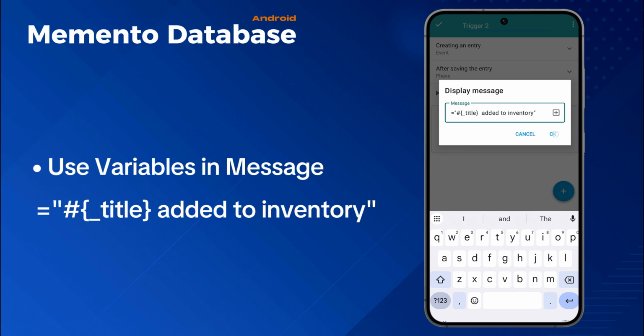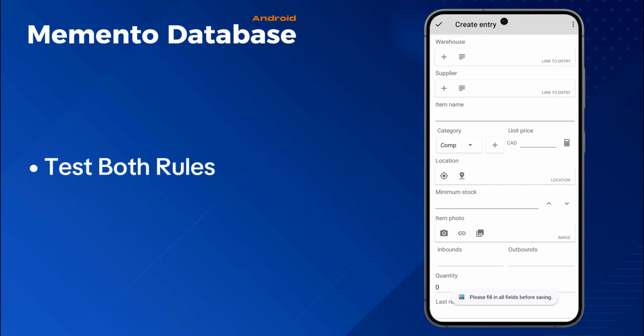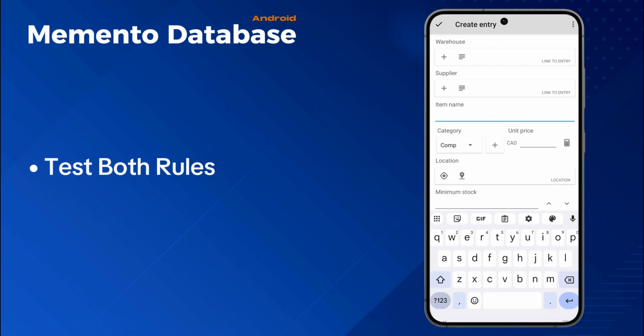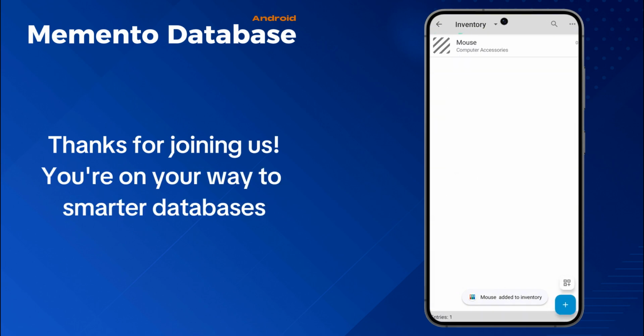Let's test it. We create a new entry. The first message appears when the form opens, and the second appears after saving, including the name of the entry. Now you've learned how to work with triggers, events, phases, and variables in automation.